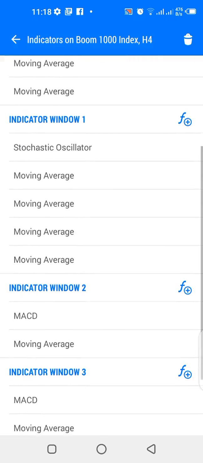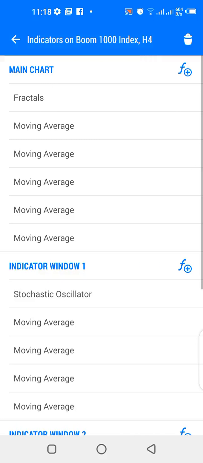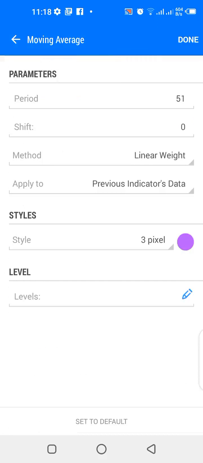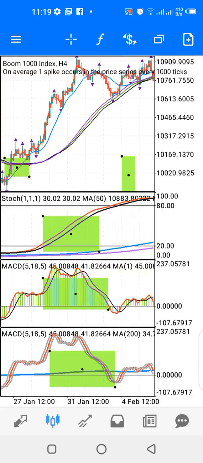Now the third moving average, the period is 250. Shift is 0. Method is linear weight applied to previous indicators data, and the color is blue. Now the fourth moving average period is 51. Shift is 0, method is linear weight applied to previous indicators data, and the color is purple. Now let's go to the chart and look at how indicator window 1 works.